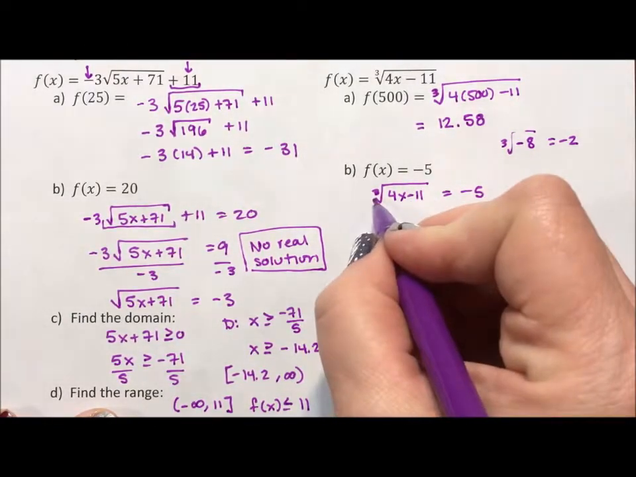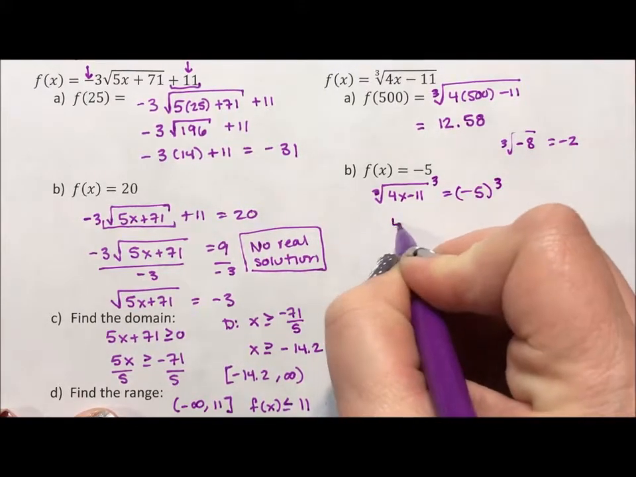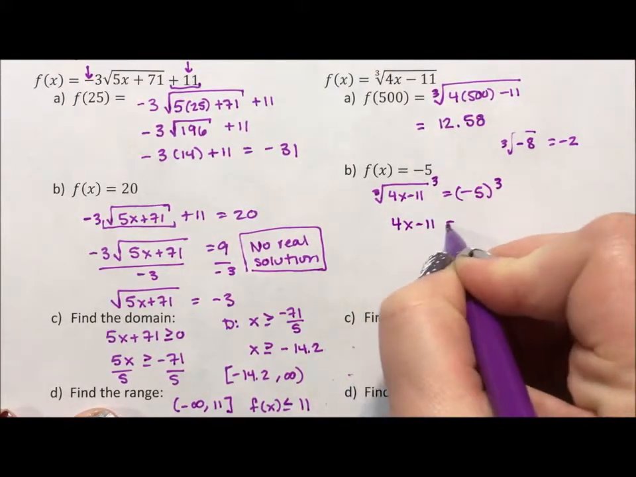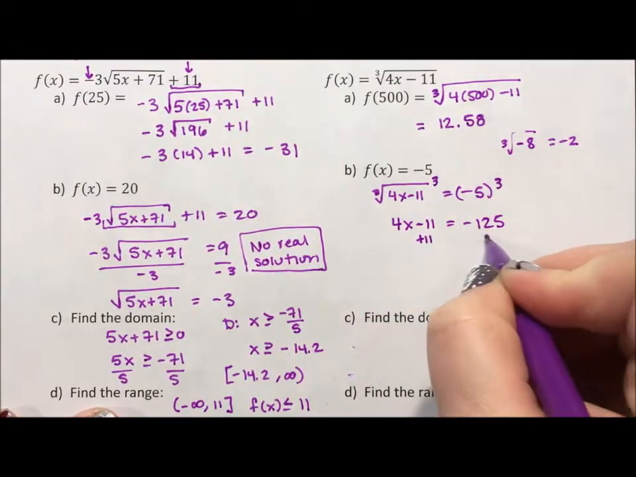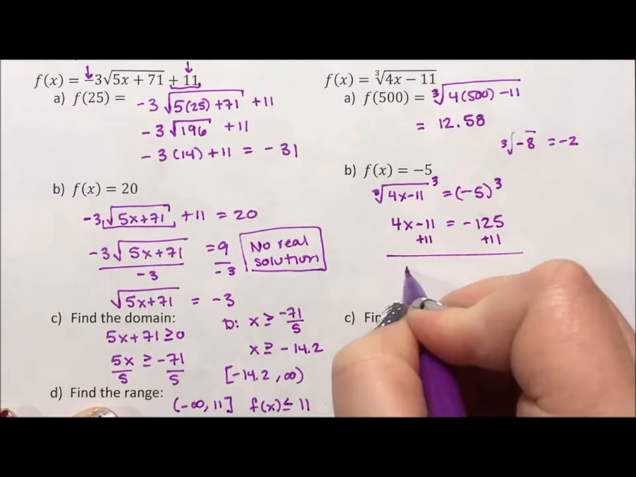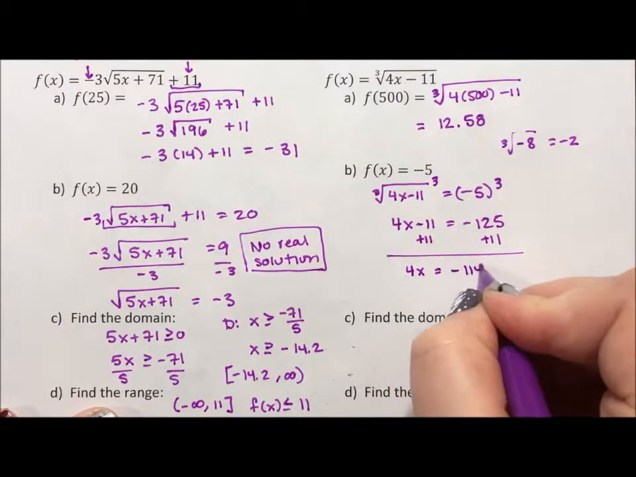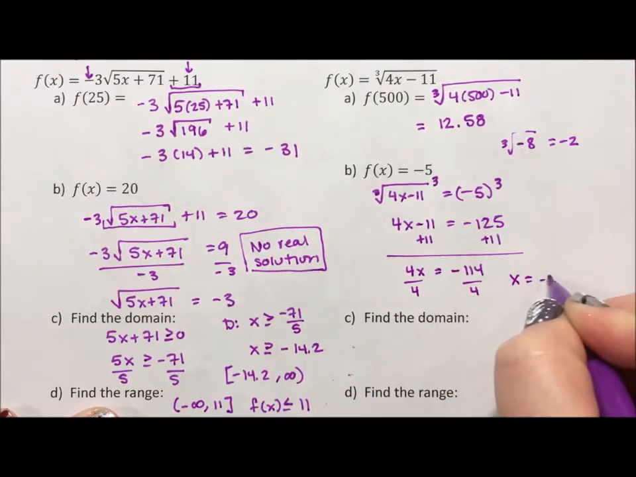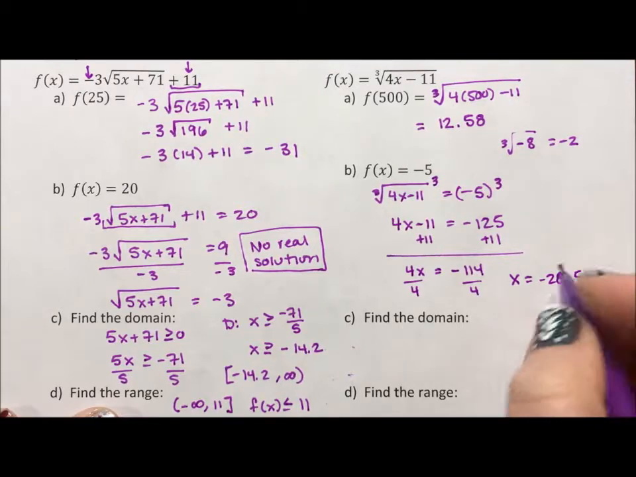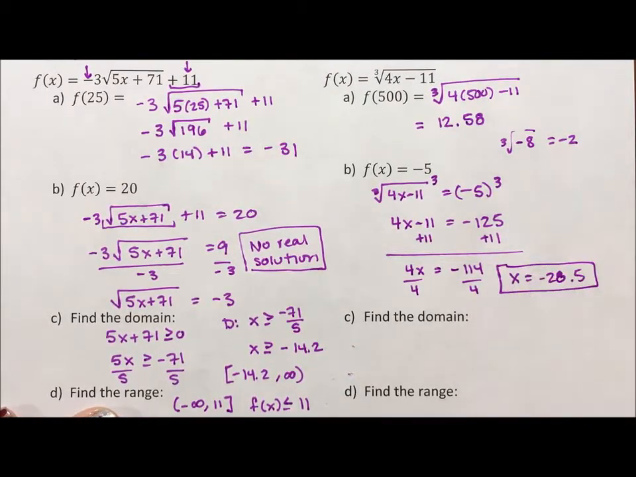So to undo a cube root, we cube both sides of the equation. We're left with 4x minus 11 equals negative 125. I'm going to add 11 to both sides and get that 4x is equal to negative 114. Divide by 4 and get that x is equal to negative 28.5. In the original directions, it says to round to 2 decimal places, which is why I am not just reducing my fraction, but going to decimal.